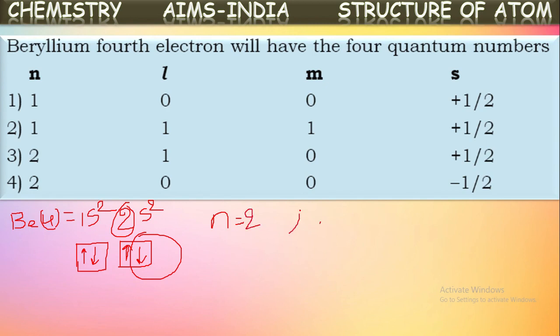What about the L value? L gives information about the subshell in which that electron is present. If you see, this last electron, the fourth electron, is present in the S subshell. So S subshell means what will be the L value? 0. If the L value itself is 0, the m value also will be 0. That represents only one orbital in that subshell.